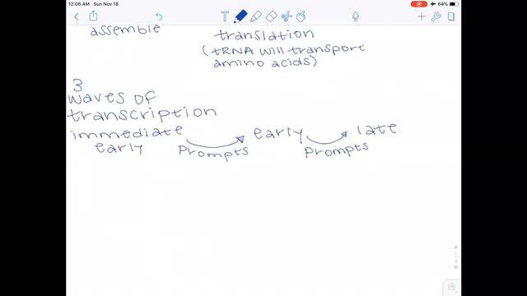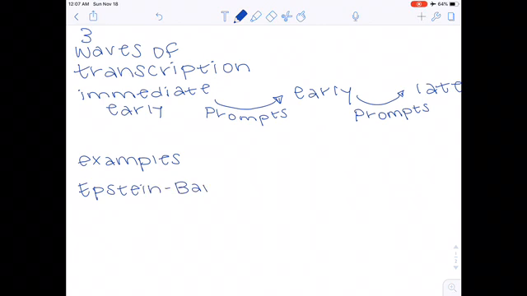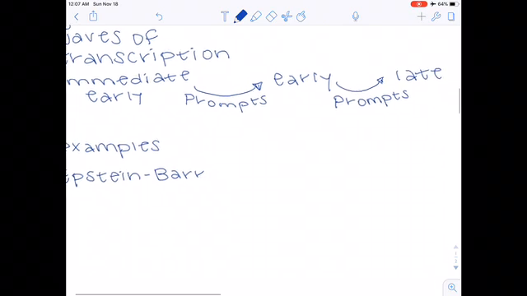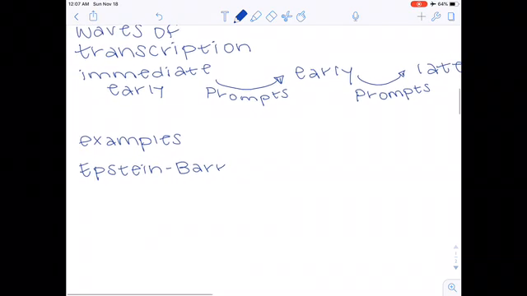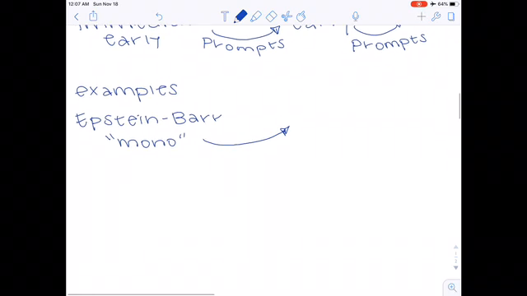So, some examples we'll list down here. Examples of double-stranded DNA viruses that you guys might know are the Epstein-Barr virus, which is more commonly known as mononucleosis or mono. I'm sure someone you know has had this. A lot of people get it in high school. And this is a picture right there.